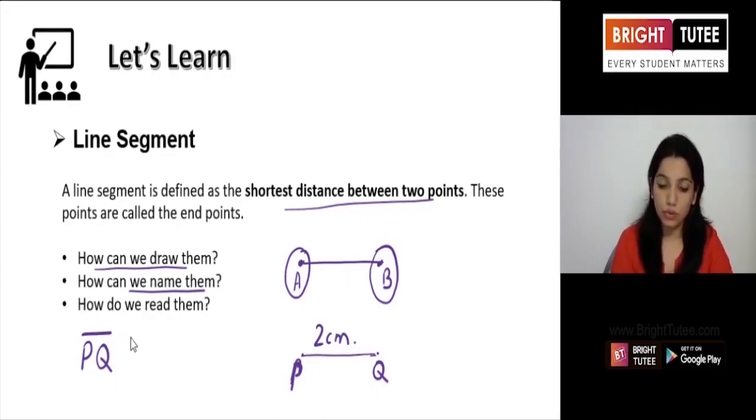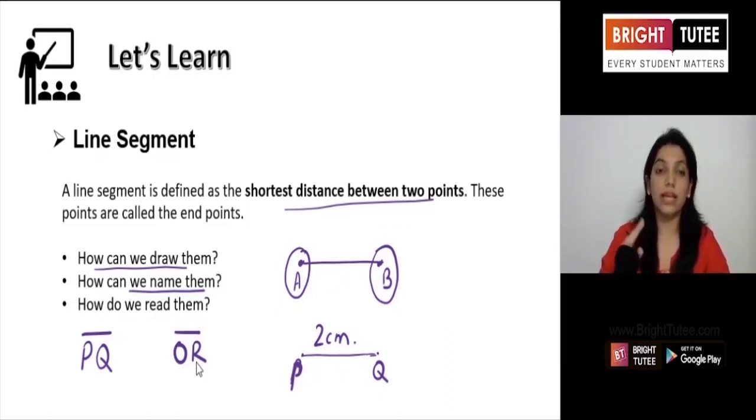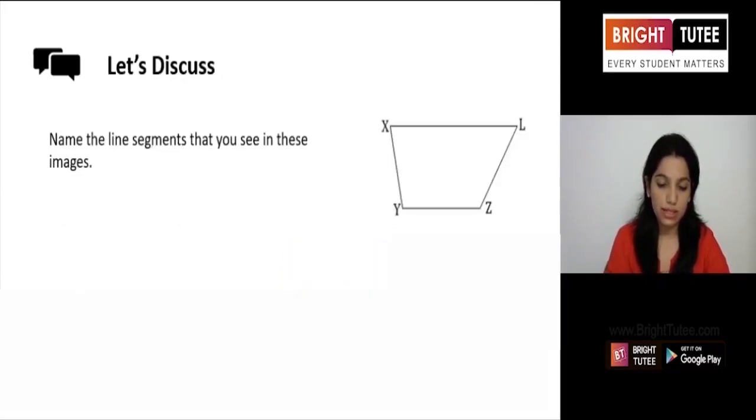And how do we read it? If you see, say, OR, and you see this kind of a bar over it, you read it as line OR or line segment OR. So we are very clear with this that anytime you see it written, say AB or PQ or OR or anything, with a small bar over it, it represents that we are talking about a line segment, which is of a fixed length. I hope it is clear to you. Now let us move to the next slide.